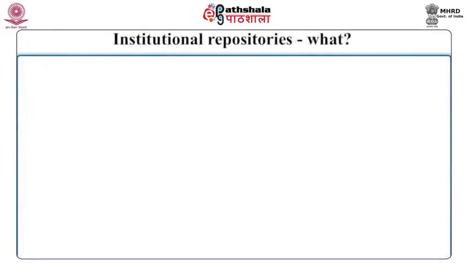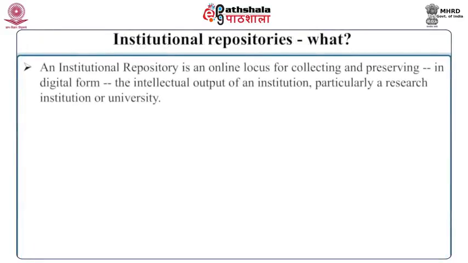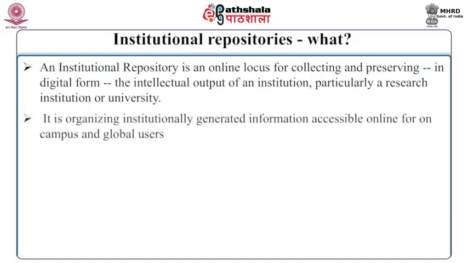Then institutional repositories. Every institution has a number of resources, but these are not coming to light. The majority of people do not know what is available in a particular institution. So an institutional repository is an online locus for collecting and preserving, in digital form, the intellectual output of an institution, particularly a research institution or a university. It organizes institutionally generated information and makes it accessible online for on-campus and global users.